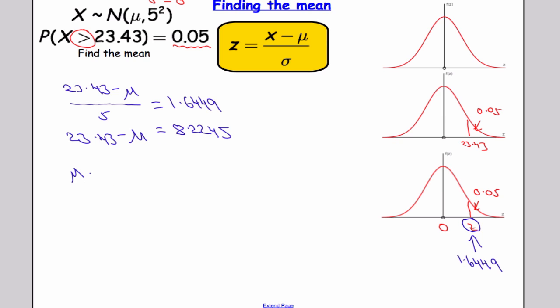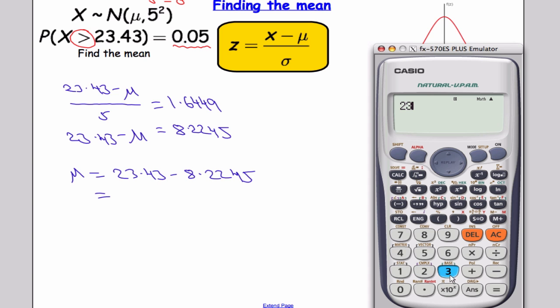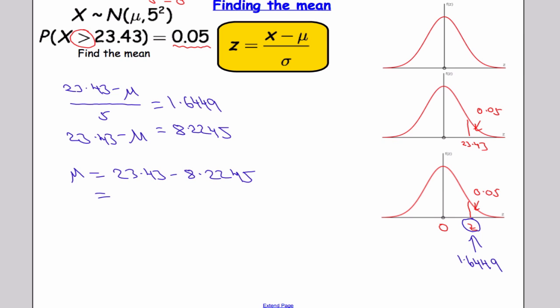So we get the mean equals 23.43 minus 8.2245. So going back to my calculator, 23.43 minus 8.2245 gives me a value of 15.2055. So let's take it to 3 significant figures. I'm going to say it's 15.2. And that's the question sorted.